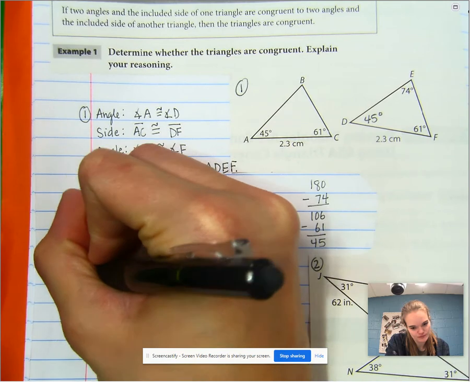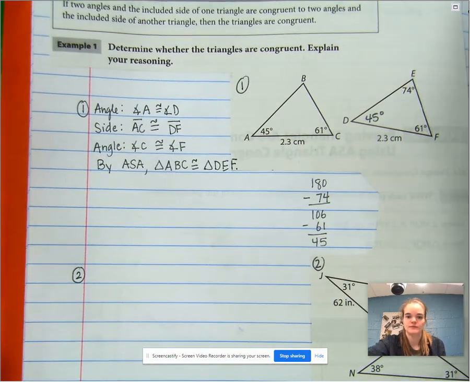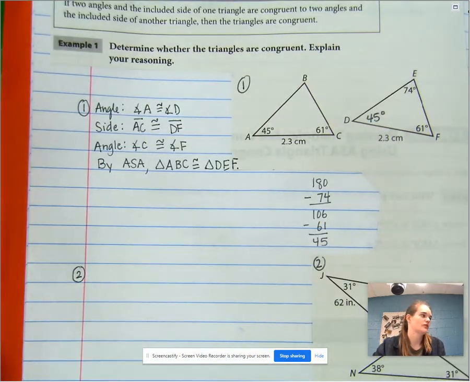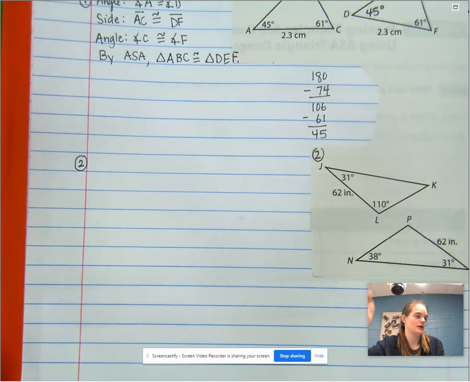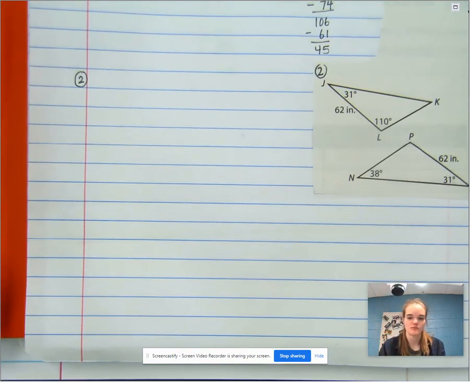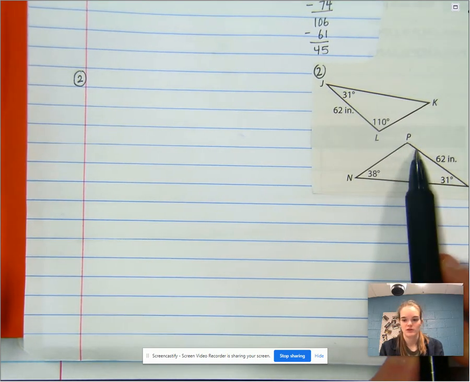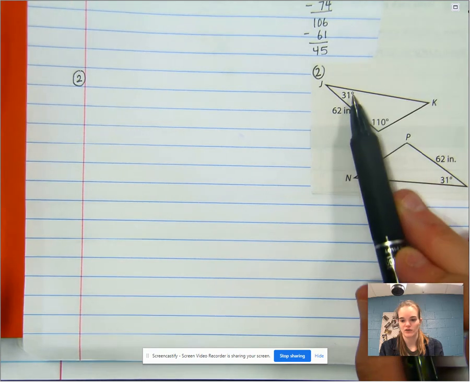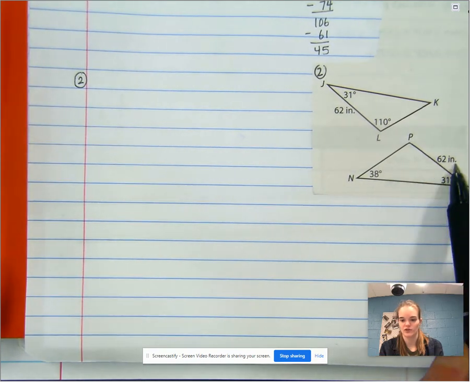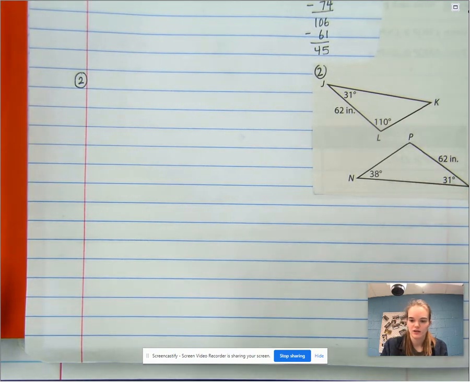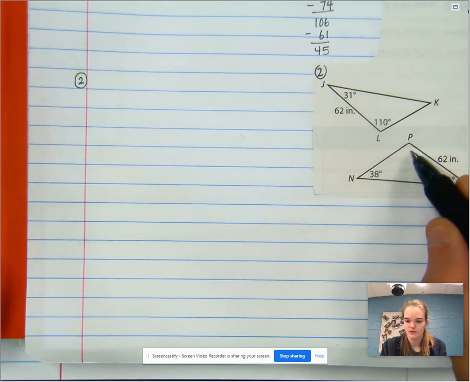Number 2. Notice this is determine whether they are congruent. The answer could be no in your homework if it says that. All right, I think we're missing this one again right here, because I've got angle, side, angle, so I need angle, side, angle. So let's see what P is.